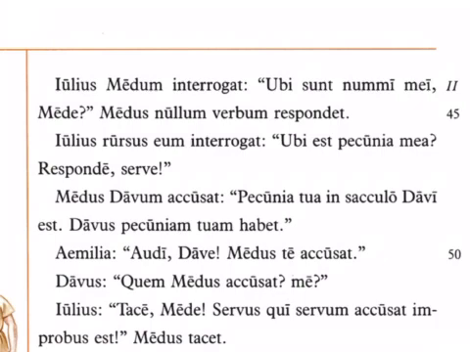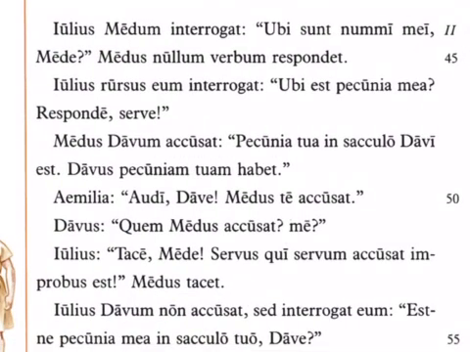Julius medum interrogat. Julius asks Medus. Ubi sunt numi mei, Mede? Where are my coins, Medus? Medus nullum verbum respondet. Now, nullus, this adjective, means no or none. It's where we get null and nullify and things like that. Medus answers no word, does not answer anything. Julius rursus eum interrogat. Julius again asks him, Ubi est pecunia mea? Where is my money? Responde, serve. Answer, slave.